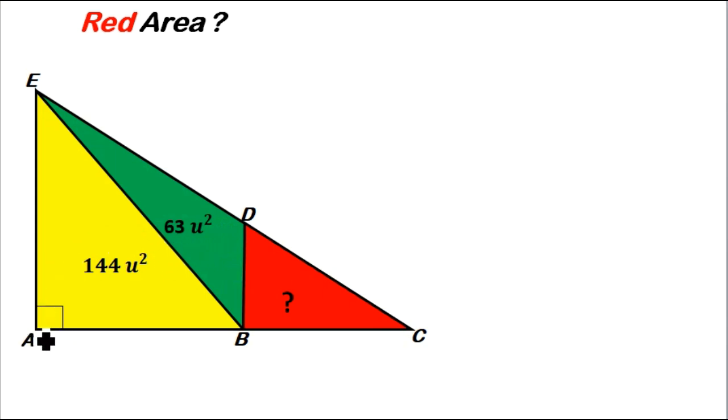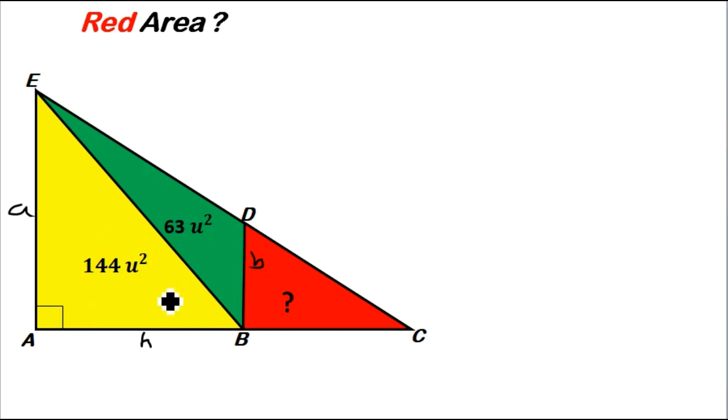Now let the length AB be the height H, the length AE be A, and the length BD be B. Now, we've been told the area of triangle ABC is 144 units square. And you can see triangle ABC is a right angle triangle.